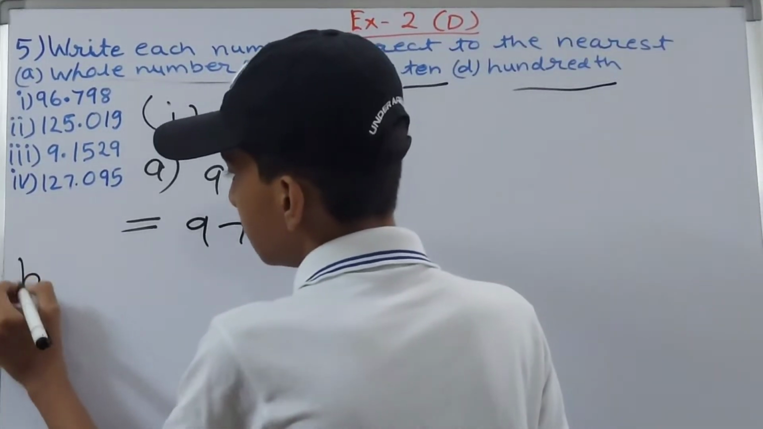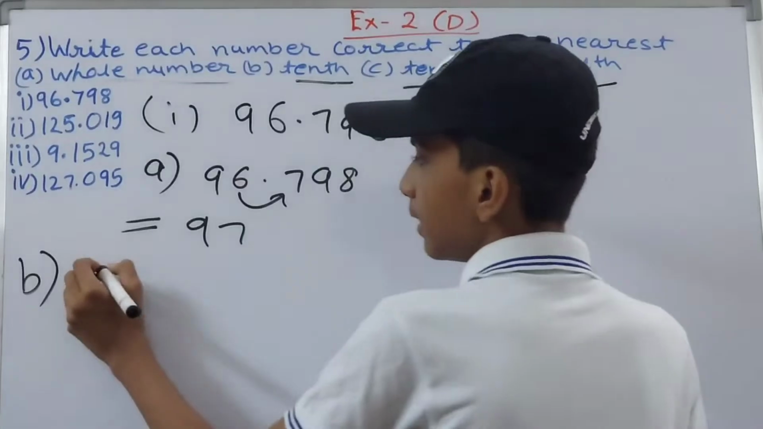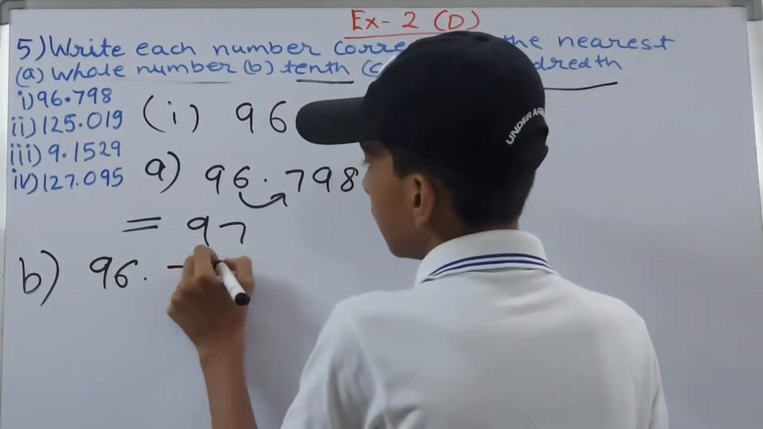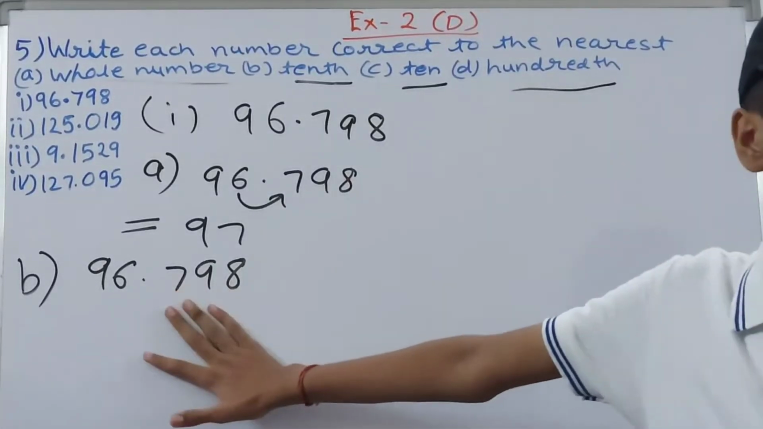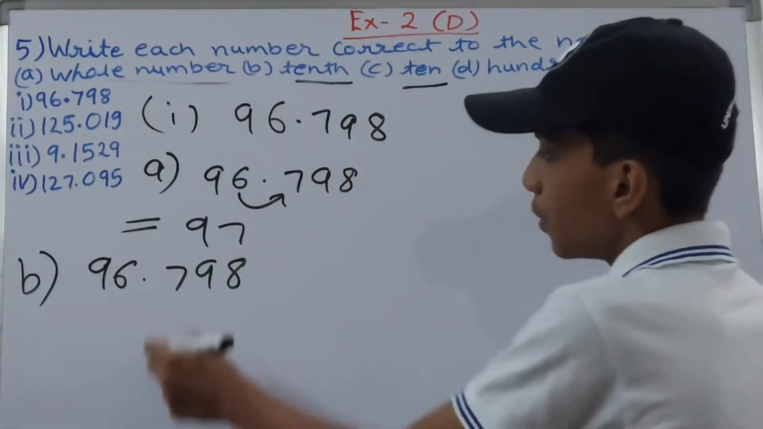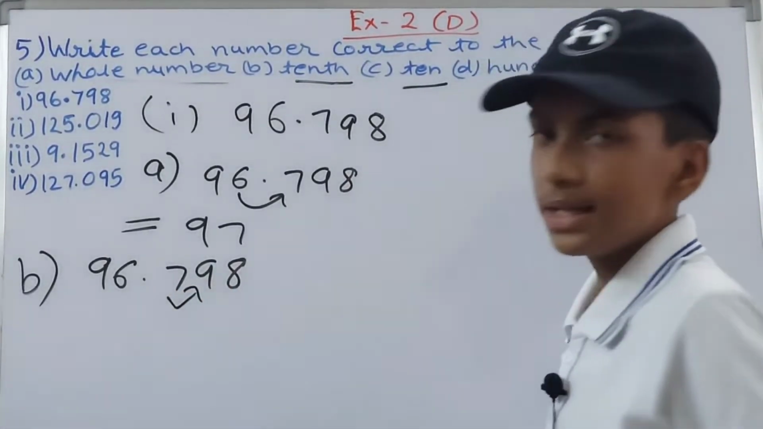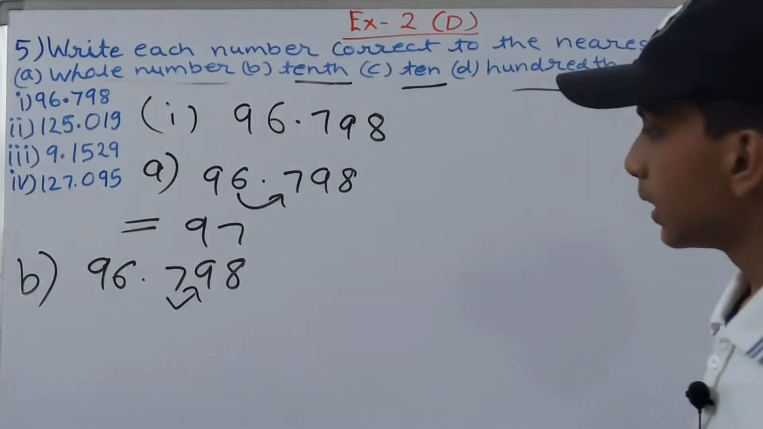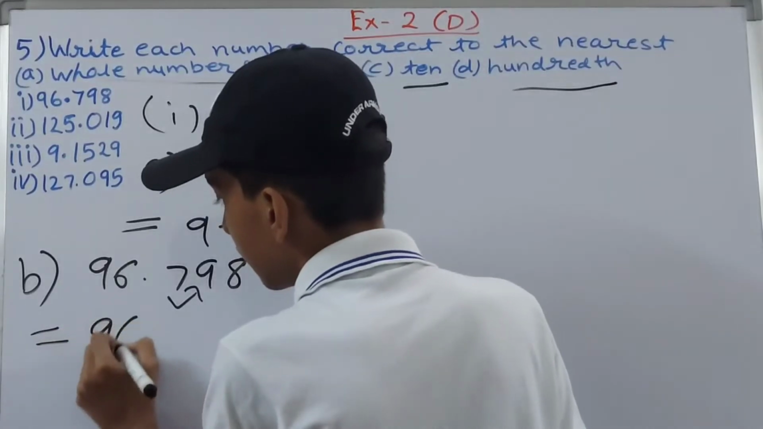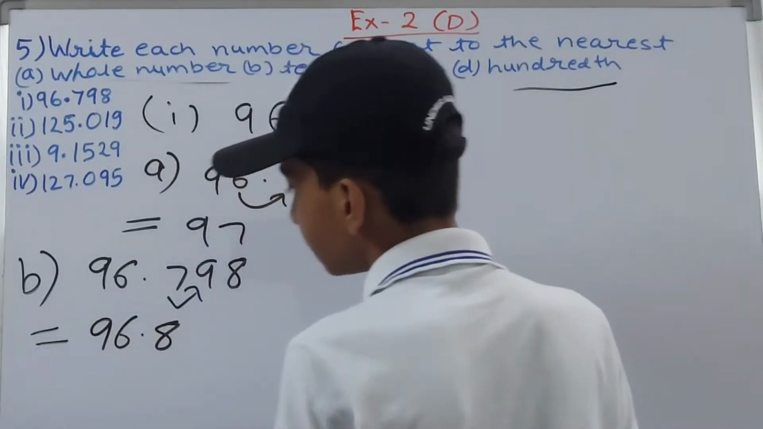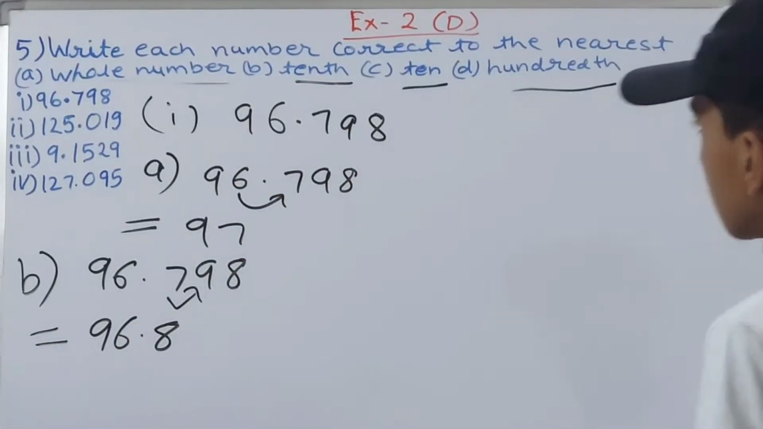Now we'll solve the B part, and this is tenth. Here the tenth place has 7. To its right we have 9. 9 is again greater than 5. This means that we'll add 1 to 7 and drop the rest, so we'll be left with 96.8. This becomes the answer.